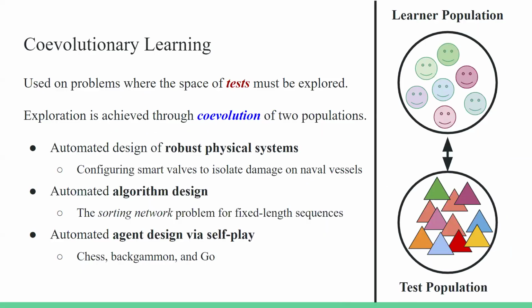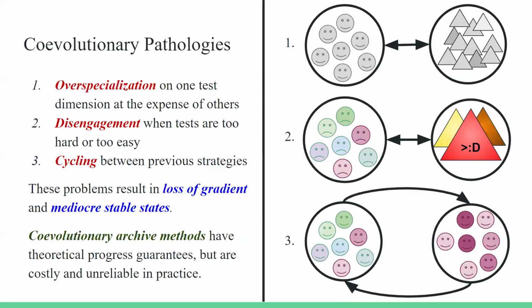For conditions like that, we would use techniques such as coevolutionary learning, where we must explore that space of tests. This involves evolution among two populations, the set of learners and the set of tests. This has many applications. It's a very broad paradigm. It can be used for designing physical systems. It's been used for the design of components of naval vessels. It can be used to design algorithms, such as the famous sorting networks of Danny Hillis. And this paradigm also applies to agent design for self-play, for games like chess, backgammon, and Go.